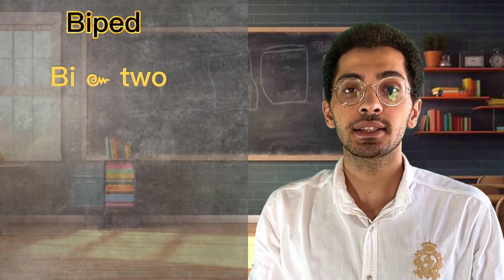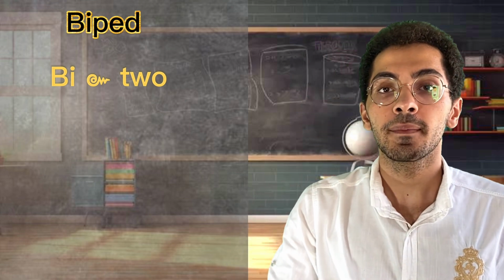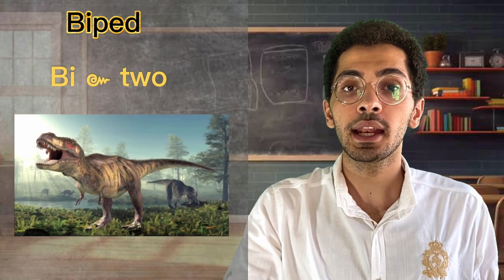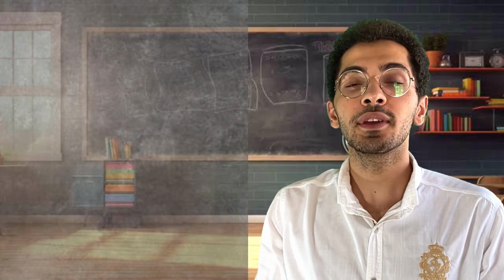Then we have biped. Bi is a prefix that means two. For example, in biceps, bicycle, bilingual, it means someone who can speak two languages. And then biped means a 2-footed animal. For example, a human is a biped, and we have quadruped. As you can guess, it means a 4-legged animal.